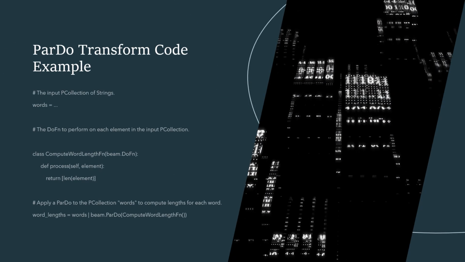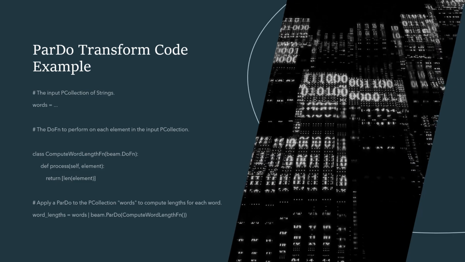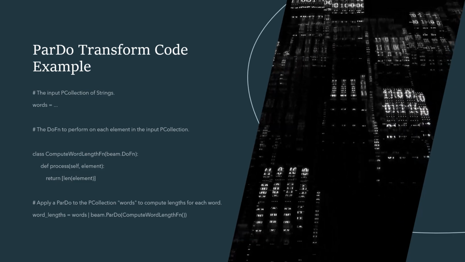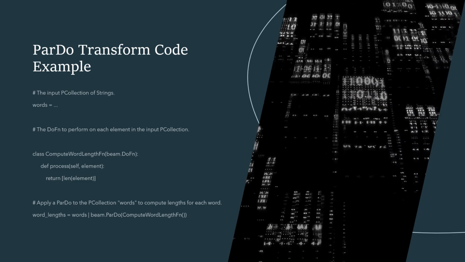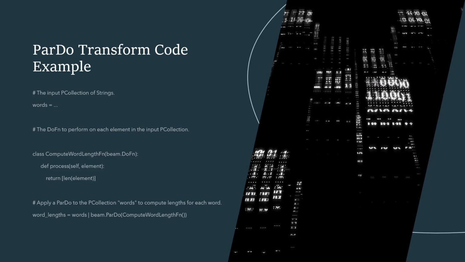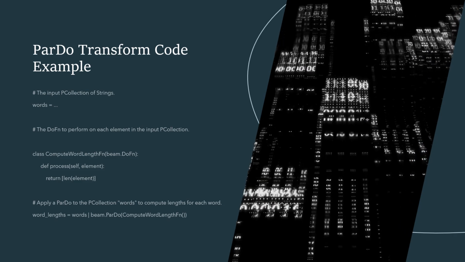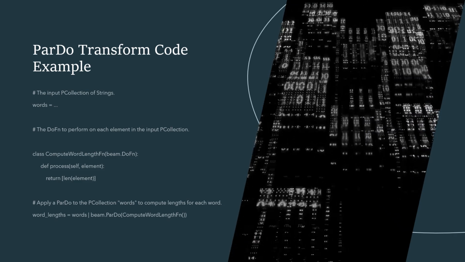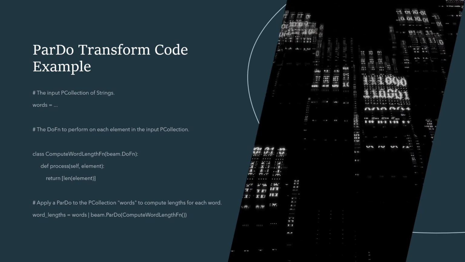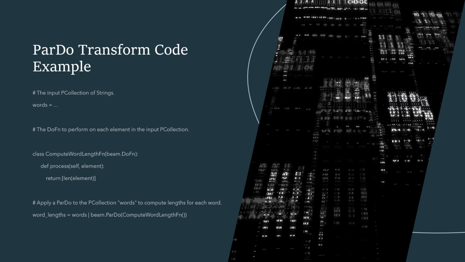In the example, our input PCollection contains string values. We apply a ParDo transform that specifies a function, in this case, compute word length, to compute the length of each string and outputs the result to a new PCollection of integer values that stores the length of each word.